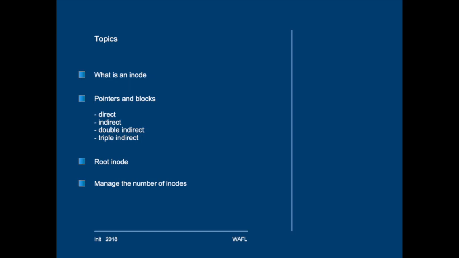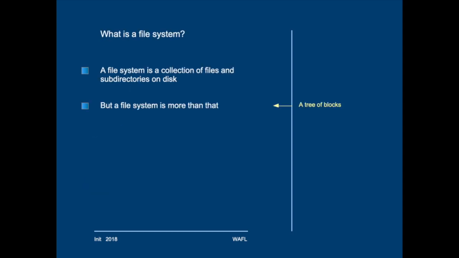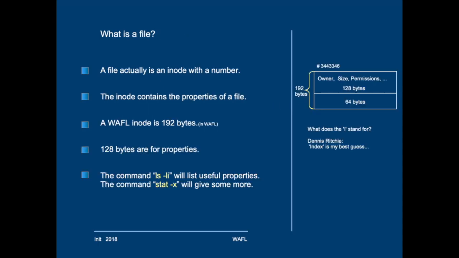In general, when you ask the question, what is a file system? The answer will usually be that a file system is a collection of files and subdirectories. This is definitely true, but a file system, of course, is much more than that. A nice observation would be that a file system is a tree of blocks. We will definitely explore in a second what that means.